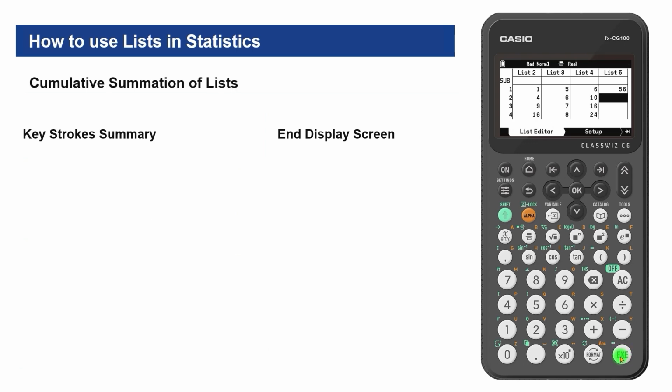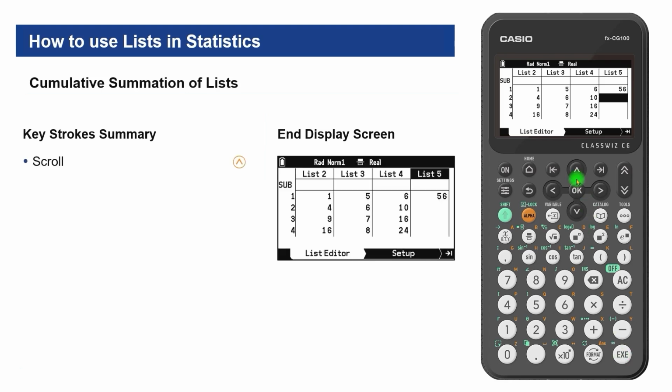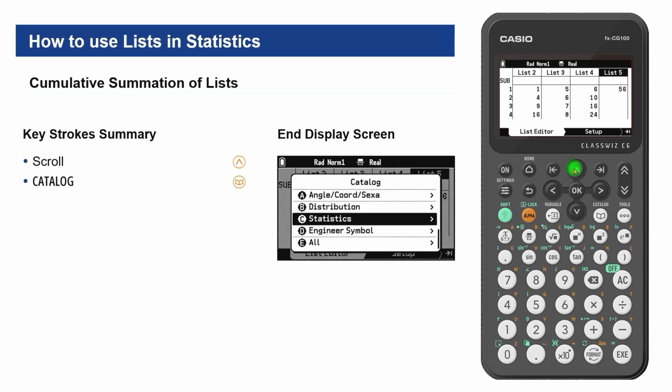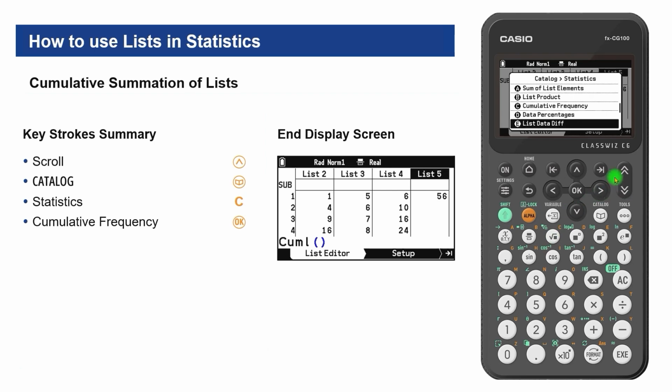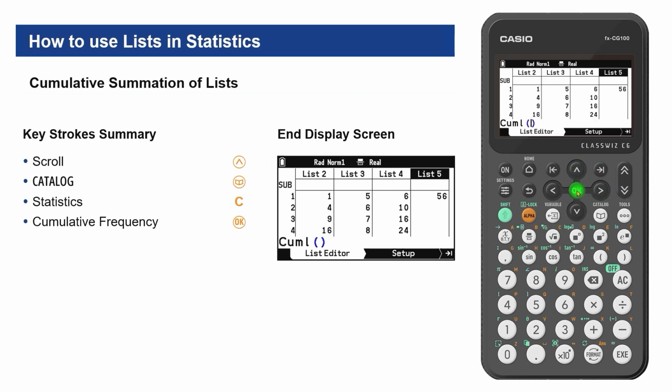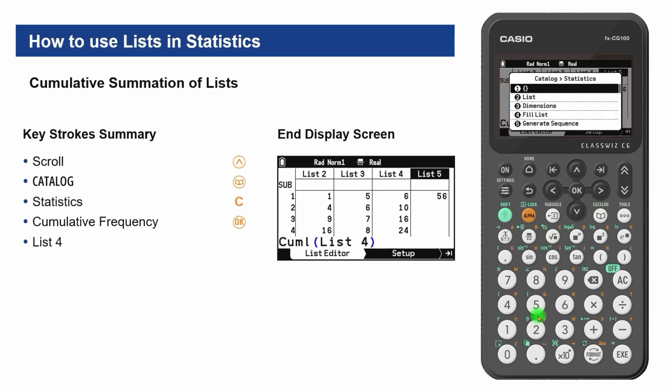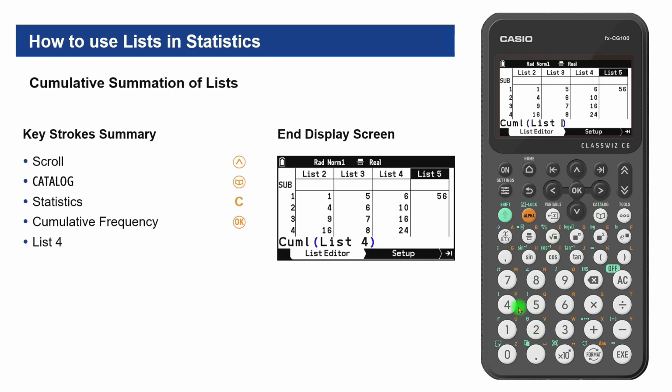A different kind of summation is also possible for a list. To create a list of cumulative values, scroll to a list header. Press Catalog, open Statistics, and select Cumulative Frequency. From the cumulative template, enter the list to be summed using the list command. And confirm to overwrite any existing data and create the cumulative list.